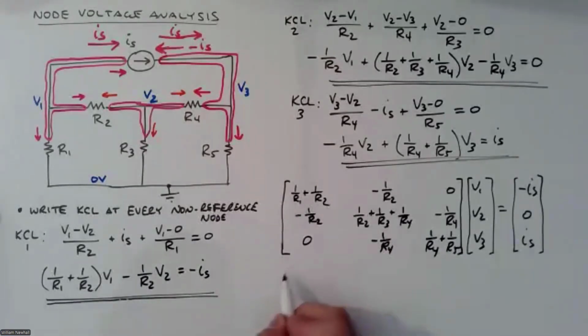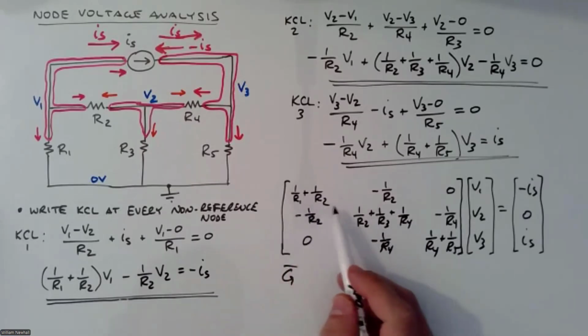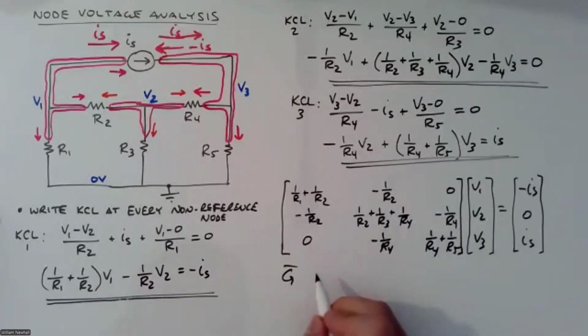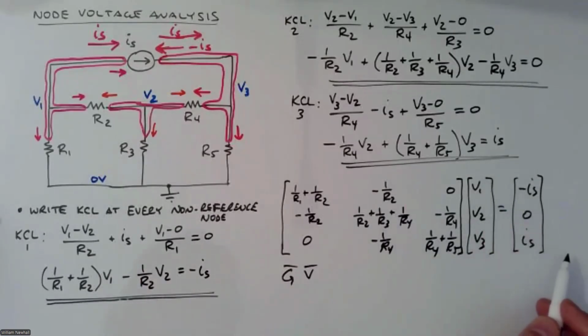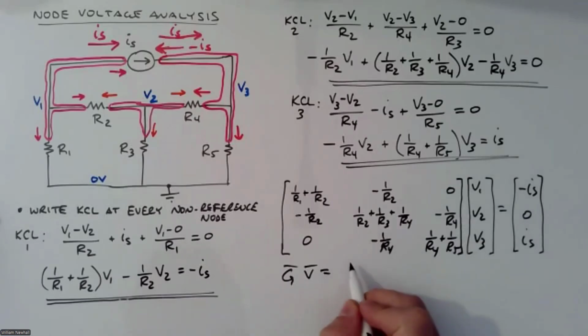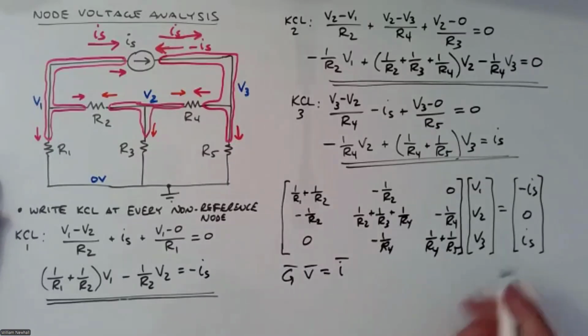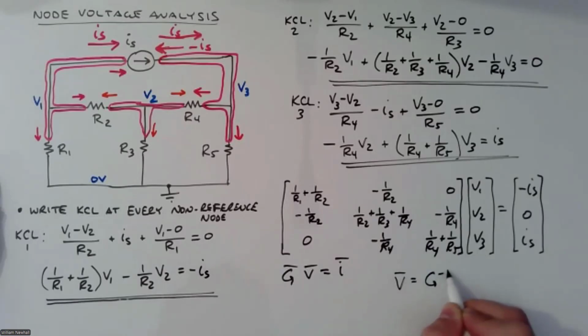And so this is actually expressed in this form. We call this matrix here cap G, the G matrix. It looks like a conductance, right? You have all these reciprocals of resistances. So G times V, this V column vector here, equals I. So it's G times V equals I. That looks a lot like Ohm's law, doesn't it? You have conductance times voltage equals current. We're solving for V. So what I can do is I can say V equals the inverse of G times I.